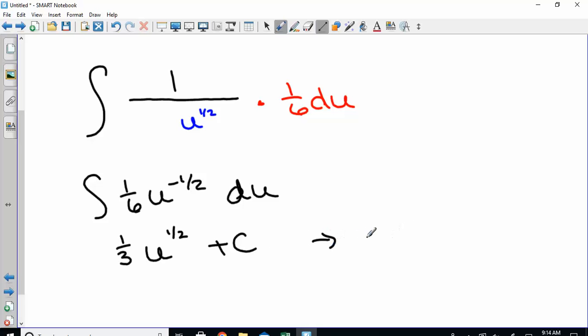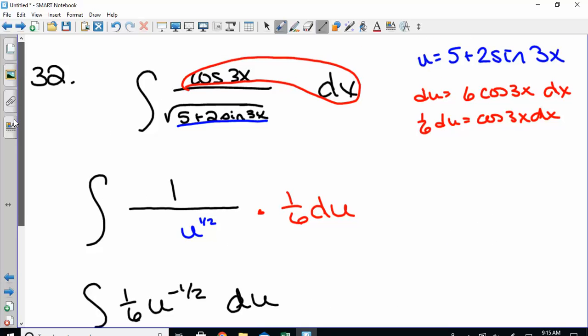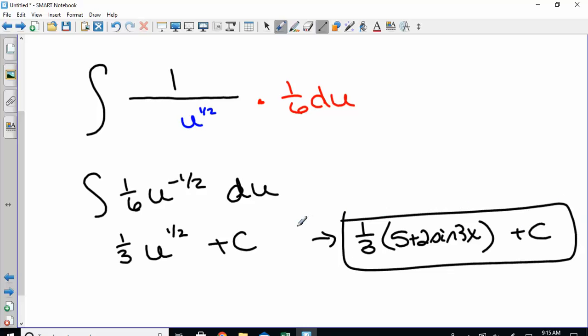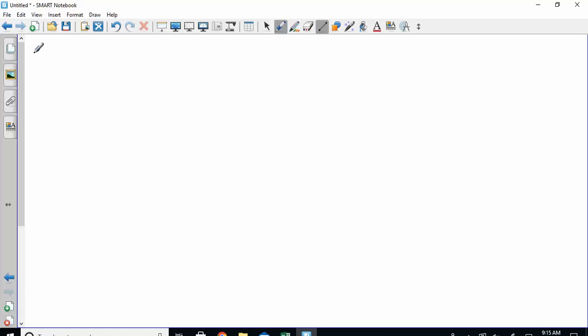Since we don't have anything to plug in, we just have to rewrite this at the end so it doesn't have the u. So u was 5 plus 2 sine 3x. We have that plus c on the end. 33. Looks like we're working out all of these substitution problems.